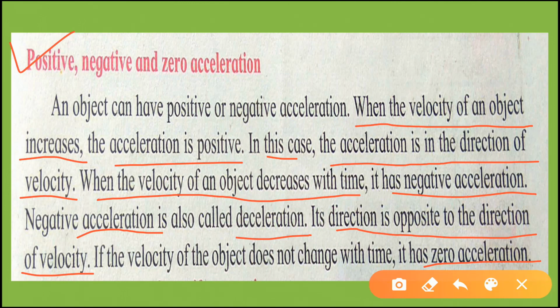So this is positive, negative and zero acceleration. We have learned when the acceleration is positive, negative and zero. It's very simple. When the velocity of an object increases, the acceleration is positive. When the velocity of an object decreases, the acceleration is negative. And if the object's motion is uniform, the acceleration is 0.